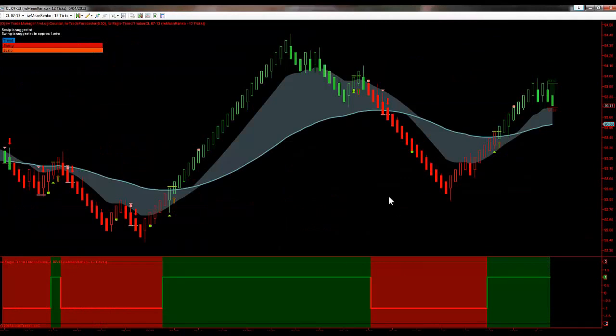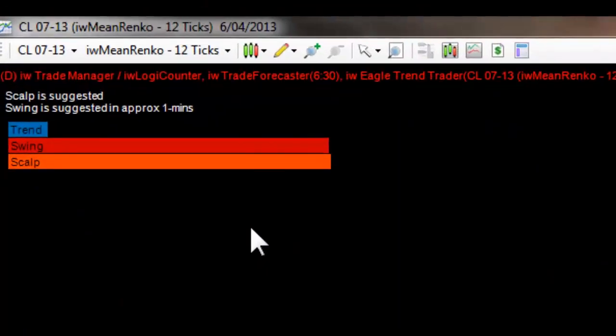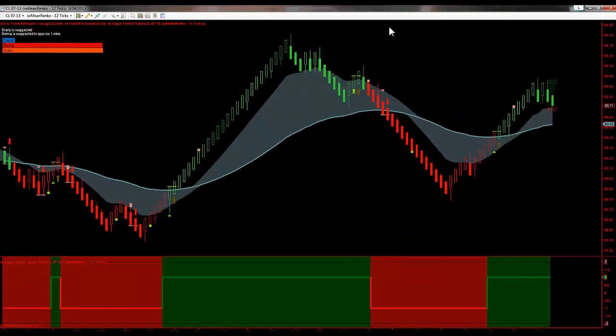It gives me a bird's eye view, if you will, of the entire market. So you can see right now, Trade Forecaster is saying the dominant market condition is scalping. Swing trading, we'll probably have a swing trading environment developing in just about a minute's time. And as far as trend trading goes, it doesn't look like a very good opportunity for a trend at this time of the day. So how do you actually implement this?